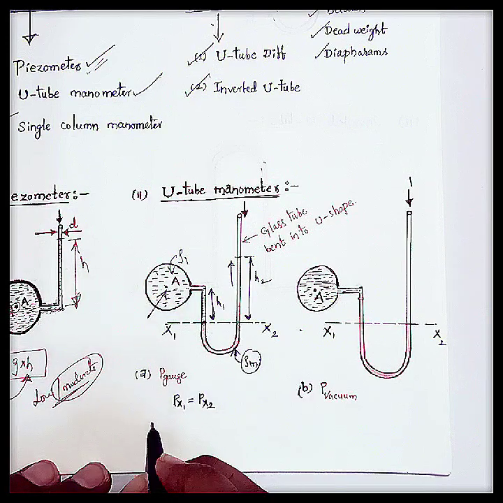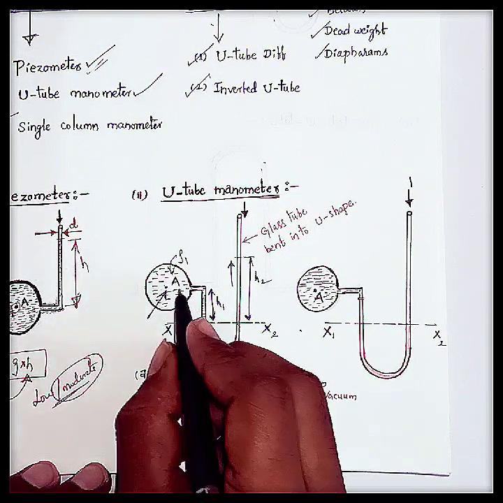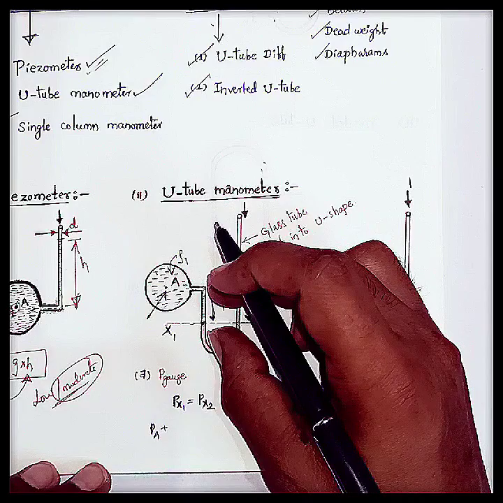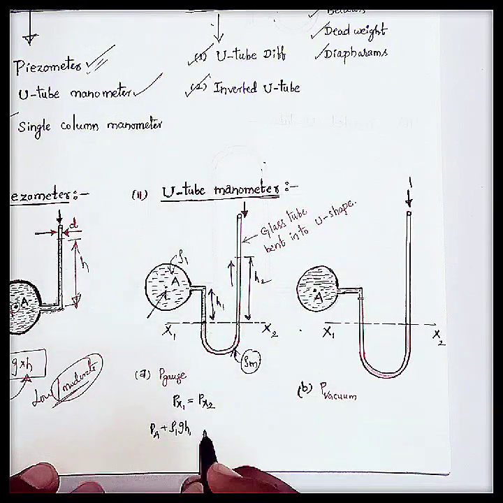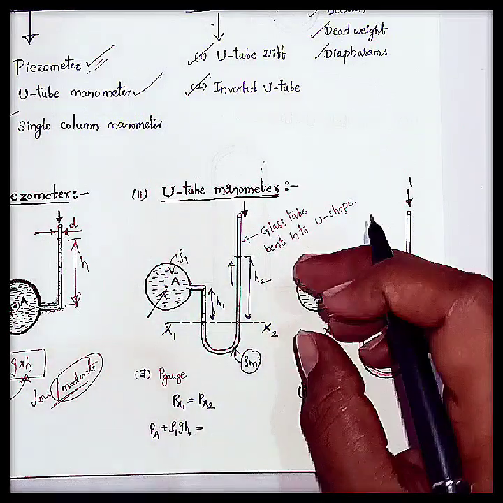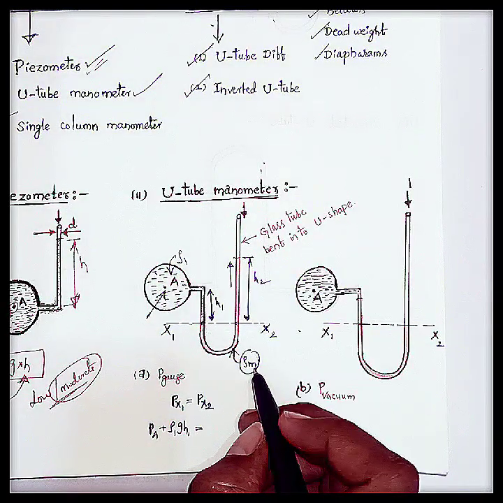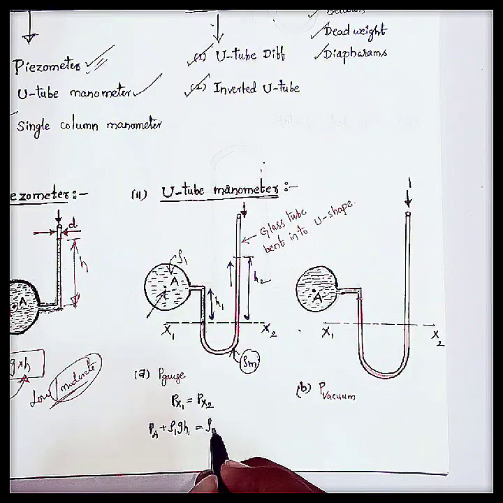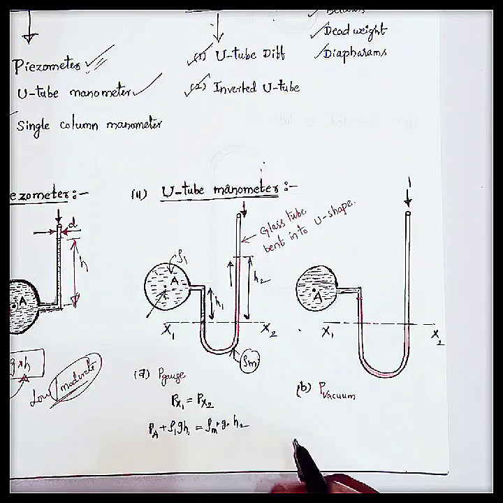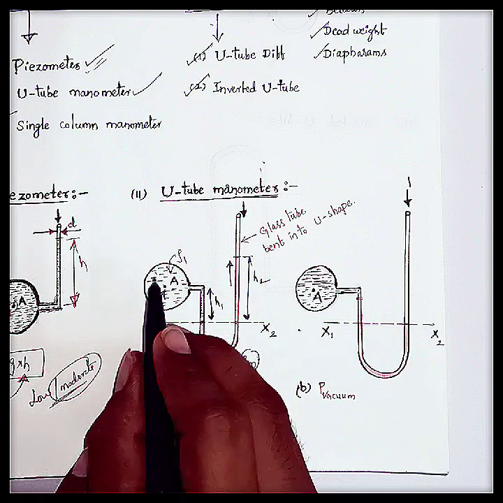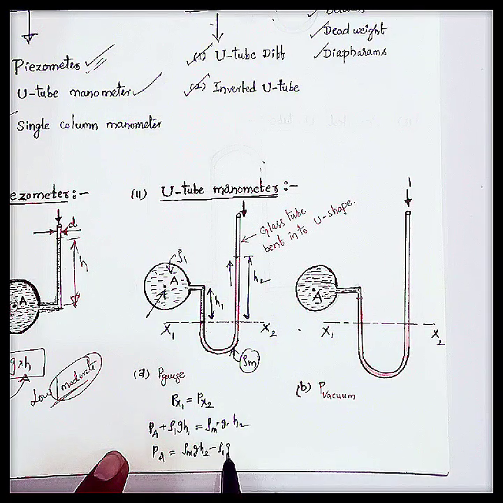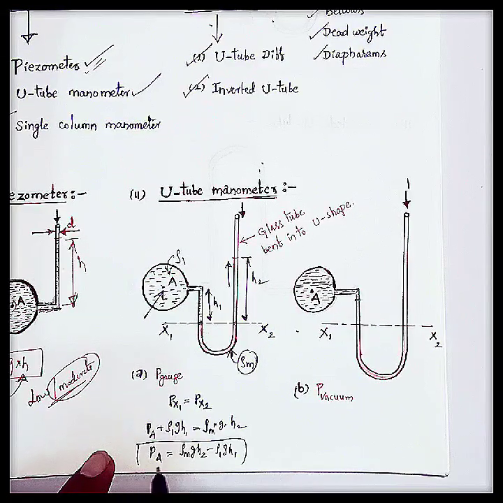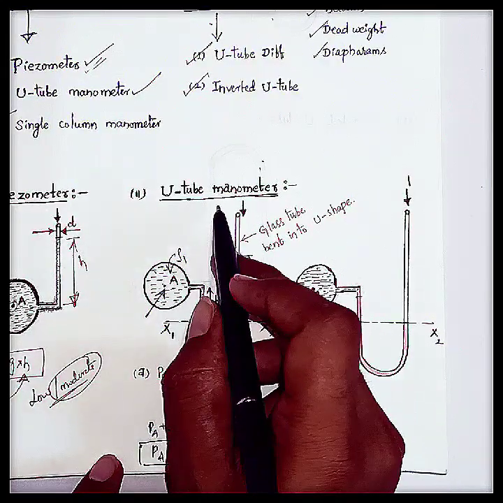That is PA, the pressure at A, plus rho 1 g H1, is equal to the manometric fluid density rho m g H2. What we want here is the pressure at this point. The pressure PA equals rho m g H2 minus rho 1 g H1. This is the pressure calculated with the help of this U-tube manometer.